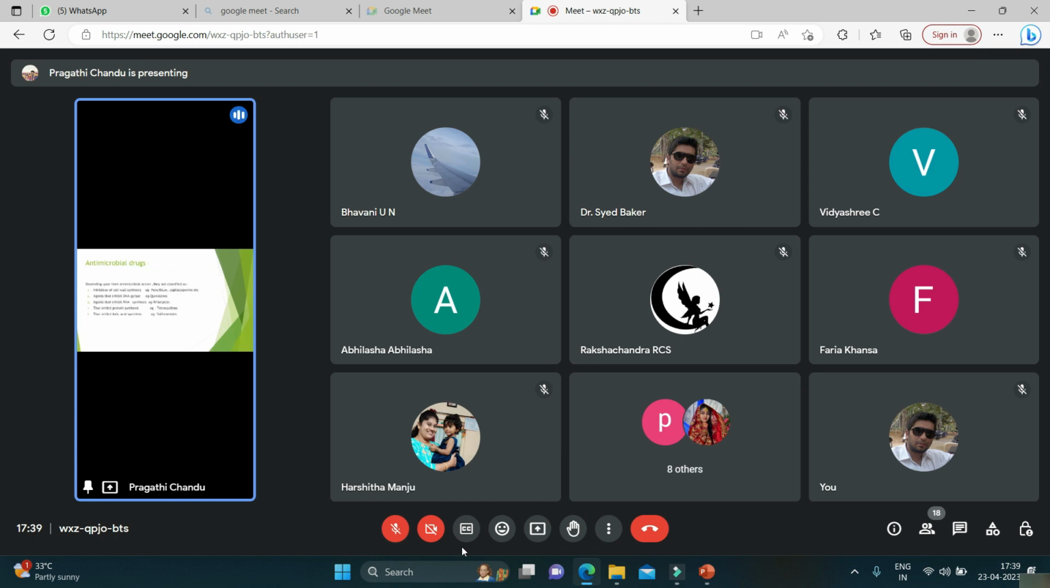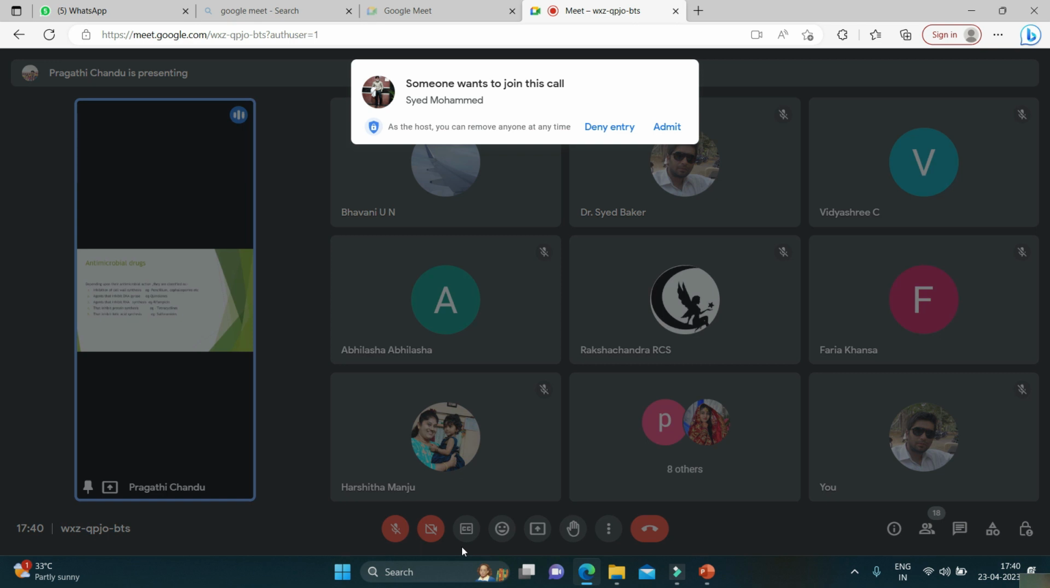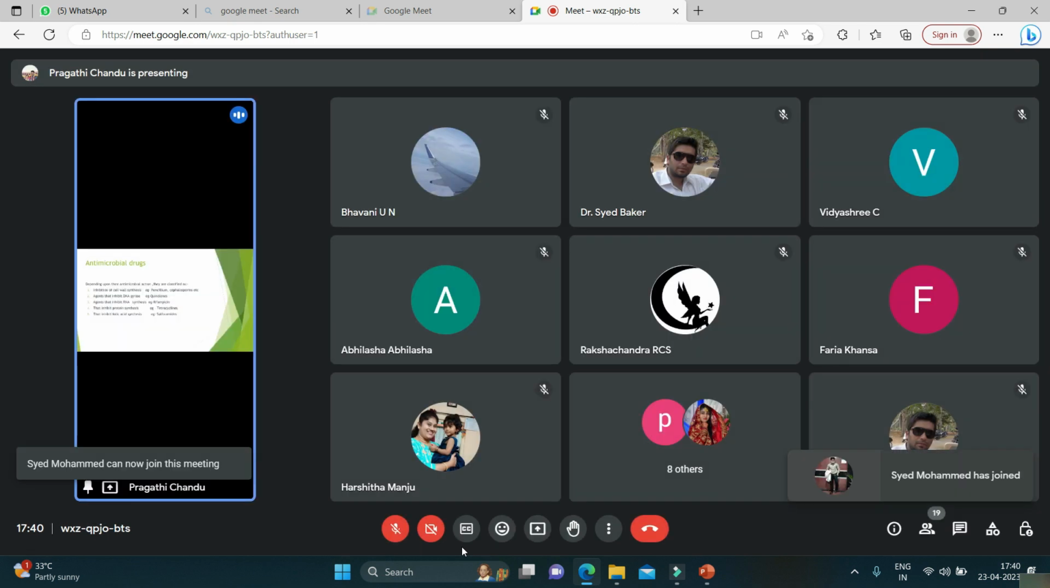Next, antimicrobial drugs. They are classified depending upon the antimicrobial action: inhibition of cell wall synthesis, for example penicillin; inhibition of DNA synthesis, where DNA is involved in causing disease; inhibition of RNA synthesis; inhibition of protein synthesis, where protein synthesis is destroyed by the antimicrobial drugs; and inhibition of folic acid synthesis, for example by sulfonamides.